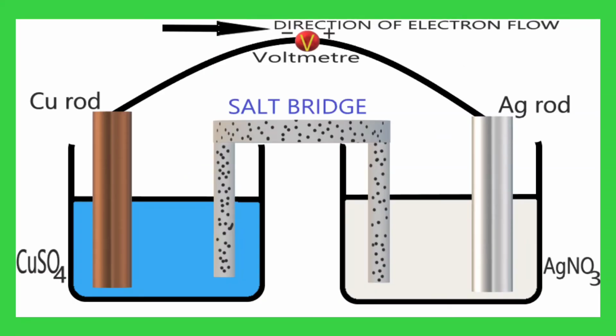Now let us see another example. Here a copper rod is dipped in copper sulfate solution and a silver rod dipped in silver nitrate solution. The two electrodes are connected externally to a voltmeter and internally by a salt bridge. In the animated diagram, you can see the flow of electrons is from copper to silver. See, in the previous example of zinc and copper, the flow of electrons was from zinc to copper. And now here in this case, the flow of electrons is from copper to silver.